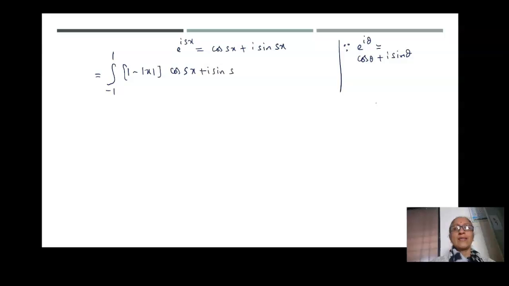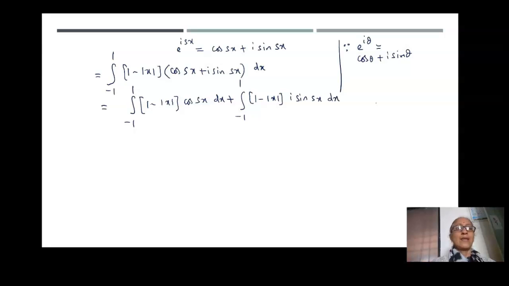Now let us write e power isx equal to cos sx plus i sin sx, according to the formula e power i theta equal to cos theta plus i sin theta. Again, that integral can be written as integral minus 1 to 1. So, in the interval minus 1 to 1, f(x) equal to 1 minus mod x. So 1 minus mod x into, in the place of e power isx, we can write cos sx plus i sin sx dx. Now, here this is nothing but integral minus 1 to 1, 1 minus mod x into cos sx dx plus integral minus 1 to 1, 1 minus mod x into i sin sx dx.